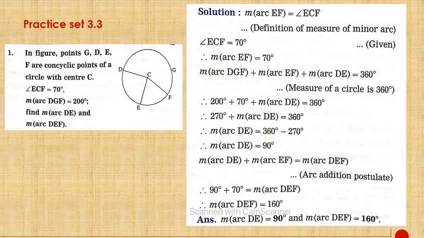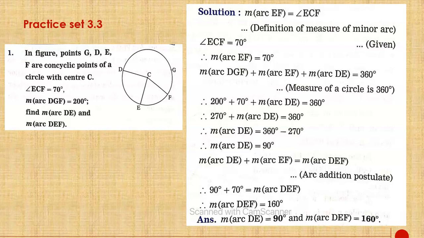Question number 1. In figure, points G, D, E and F are concyclic points of a circle with center C. Angle ECF is equal to 70 degrees. Measure arc DGF is equal to 200 degrees. Find measure arc DE and measure arc DEF. Now in this figure, the given information is we have angle ECF as 70 degrees and measure arc DGF as 200 degrees. Let us continue with the solution.